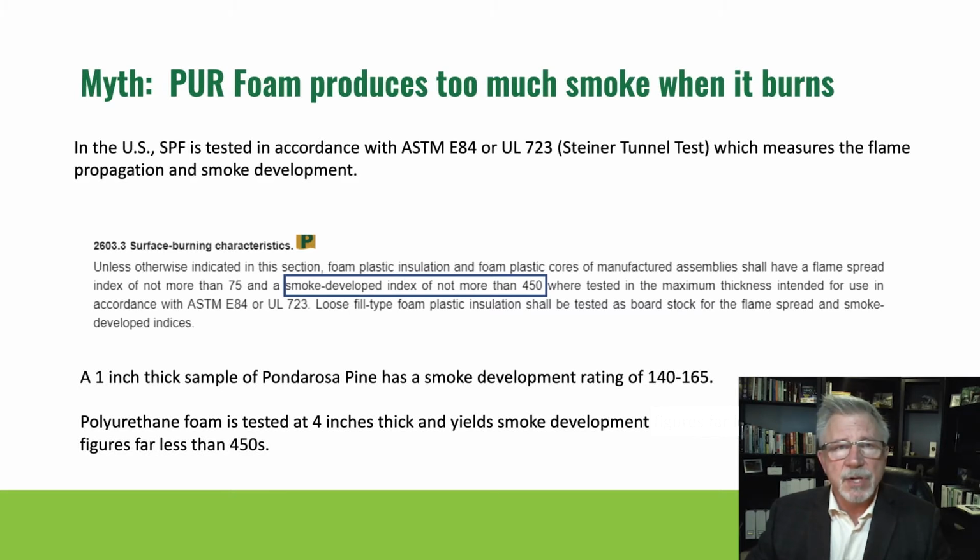So if smoke generation is mass related, and 4 inches of foam is far less than 450, and only 1 inch of ponderosa pine generates a smoke development of 150, we're not that bad.